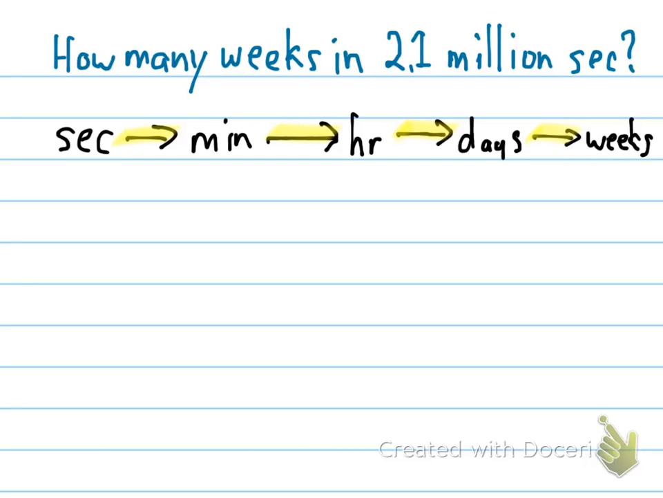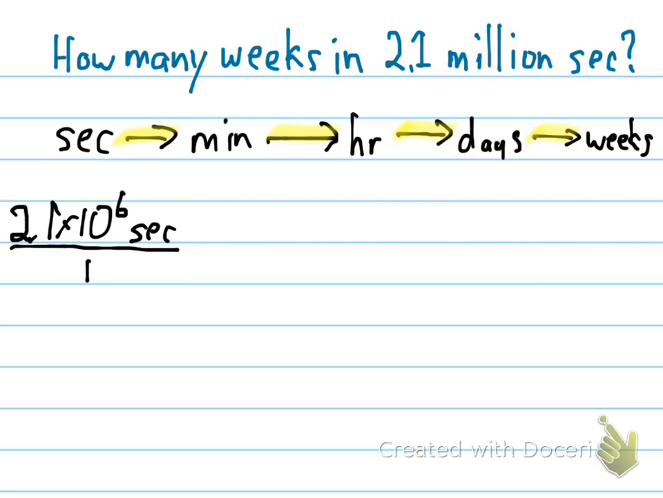So let's take what we're given, 2.1 million seconds. Now, you have your choice as to how you're going to write that out. You can write that out as 2100000 with the commas, or you can write it out in scientific notation form. That's what I'm going to opt for just for space sake. So that's going to be equivalent to 2.1 times 10 to the 6th seconds, and I'm going to put that over 1.